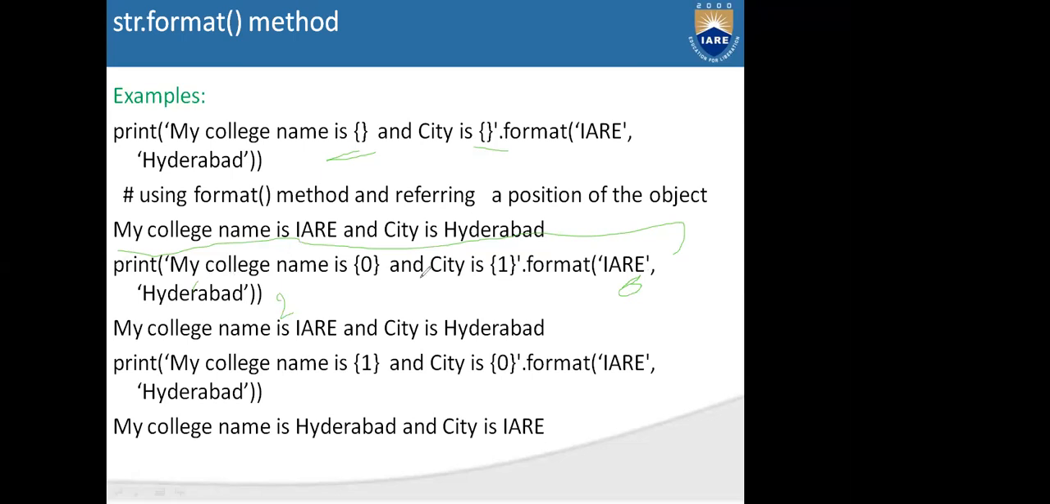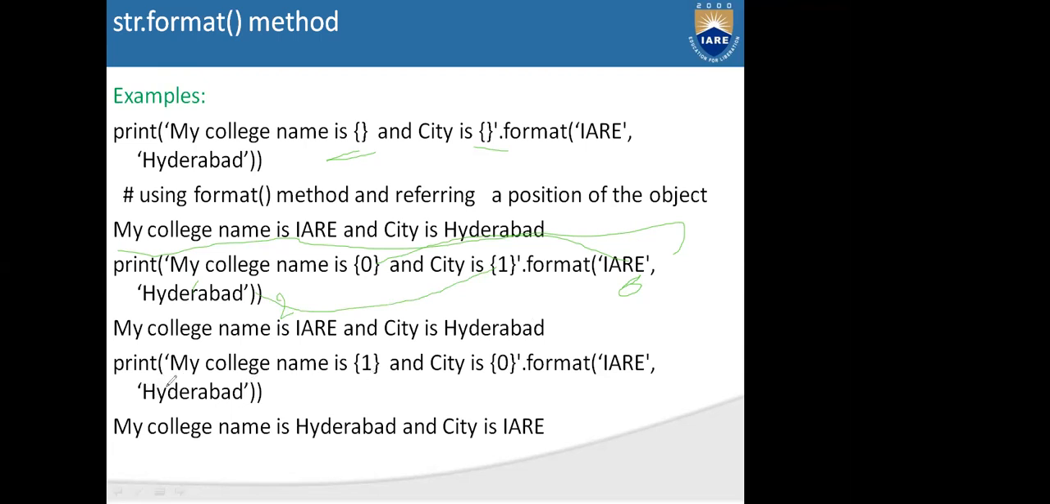So that's why we can give the positional numbers also here. I am giving my college name is 0 and city is 1. What is the 0th argument? IARE. So this is passed to this 0th position. Hyderabad is the first argument, that is passed to here actually. Even then I'll get my college name is IARE and city is Hyderabad. That means you can give the index numbers as the arguments. The indices are going to be taken from 0 onwards in the format. This is the 0th, first, second, third, fourth, and so on, whatever further you are going to provide.